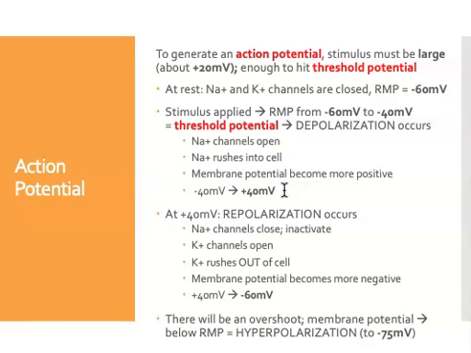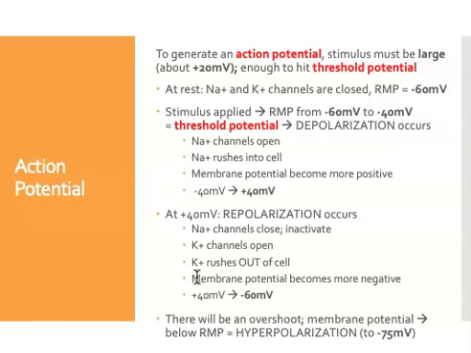Now, plus 40 is our other really critical moment, because at plus 40, the sodium channels are going to close and inactivate. The potassium channels are going to open. Potassium is going to rush out of the cell. So the cell is going to suddenly become much more negative. So we're going to suddenly go from plus 40 back down, down, down, down, down, down. We're going to go all the way back to resting and beyond resting.